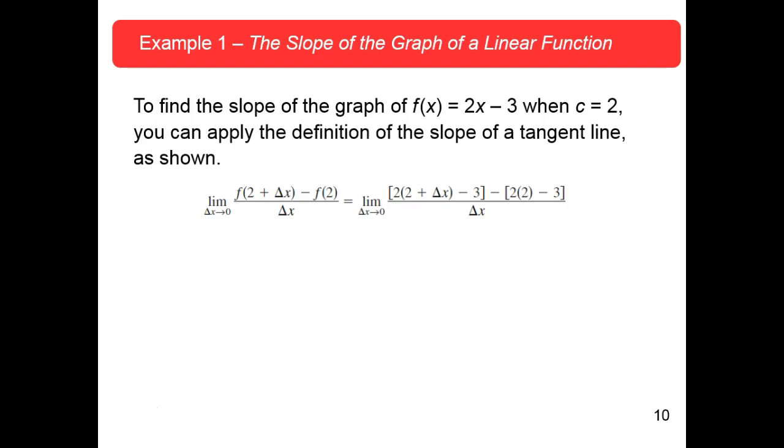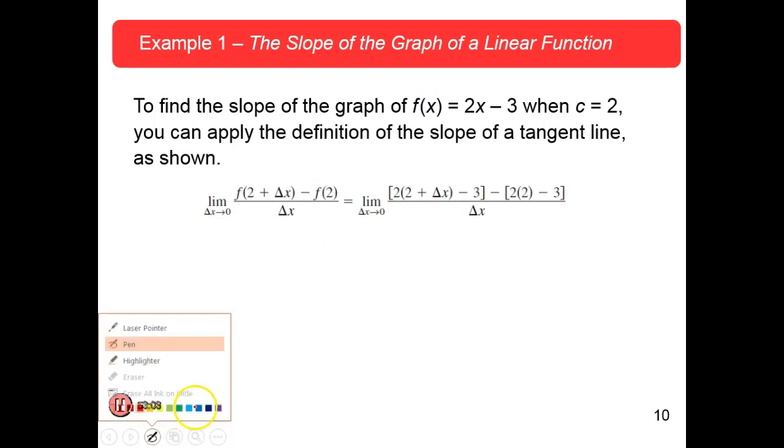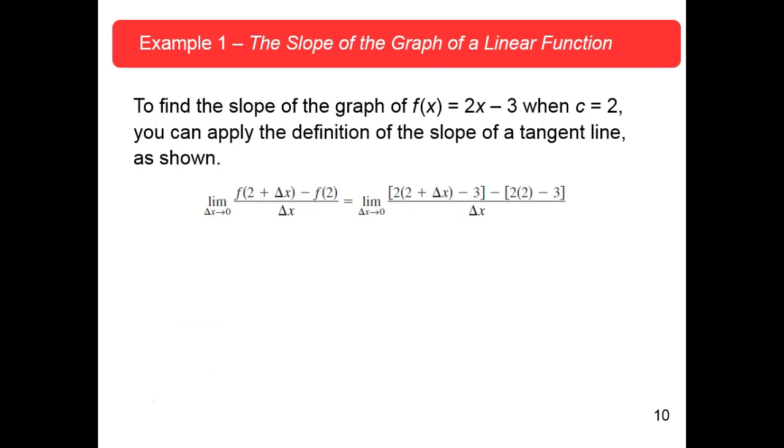Now, they chose c equal 2. I wish they'd have chosen something other than c equal 2. Just too many 2's in here, we'll see that. But let's apply the definition of the slope of a tangent line, okay? All right. Let me get my pen set up.